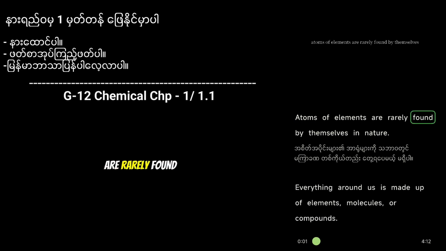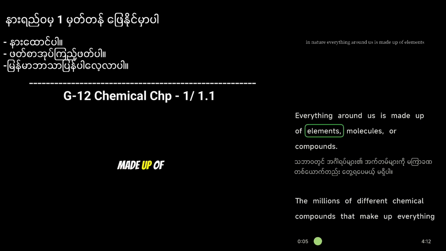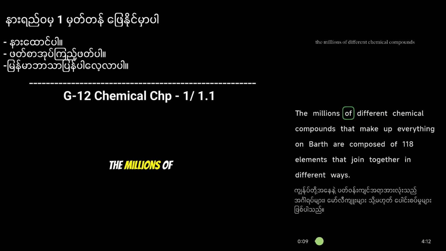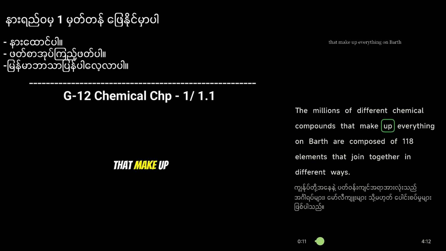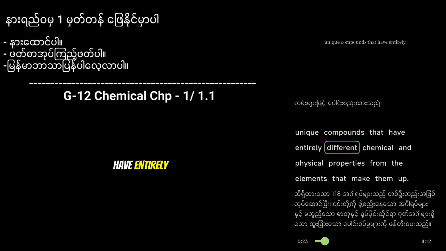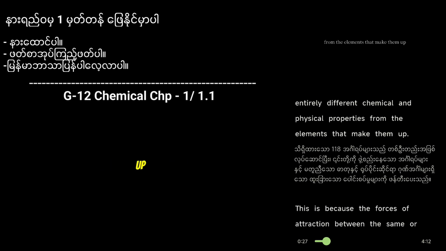Atoms of elements are rarely found by themselves in nature. Everything around us is made up of elements, molecules, or compounds. The millions of different chemical compounds that make up everything on Earth are composed of 118 elements that join together in different ways. The 118 known elements interact with one another to create new, unique compounds that have entirely different chemical and physical properties from the elements that make them up.